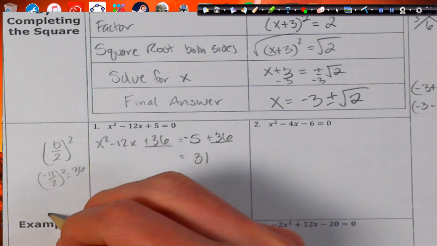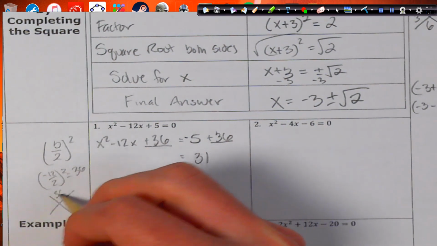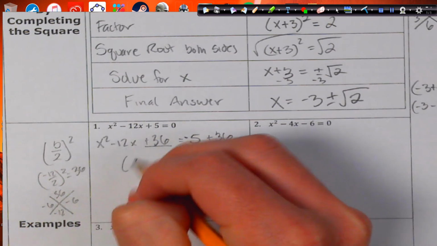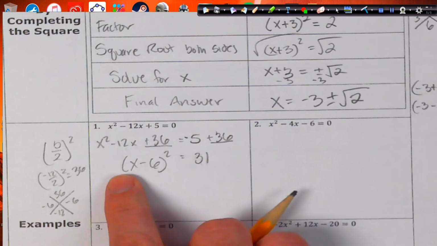We should be able to factor that. And again, we're going to get a negative 6 and a negative 6. They should be the same, so we can get a squared binomial. So it's very important that we end up with a squared binomial.